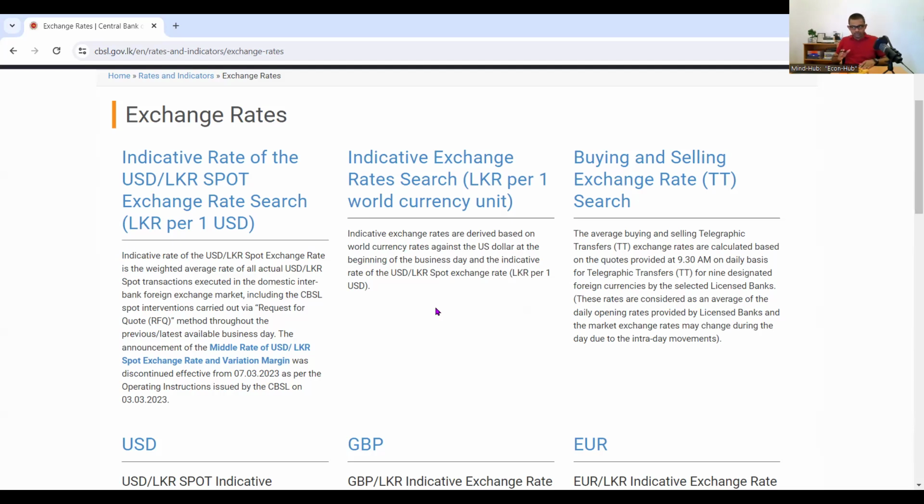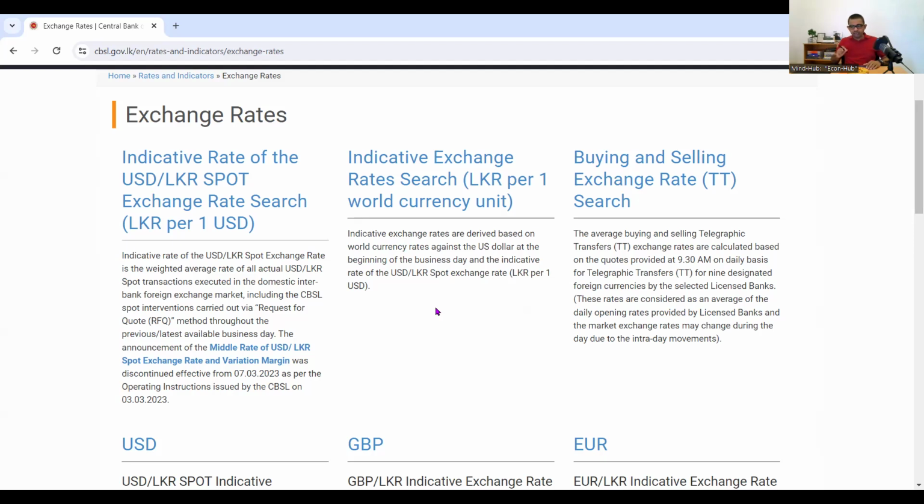Are we clear? From time to time, the central bank, according to the economic situation, will have to come up with different ways to stabilize and manage the exchange rate. So this indicative rate was introduced because there was a period in 2022-23 where the central bank basically let go of the rupee. There was a free floating exchange rate and the central bank completely lost the ability to stabilize. That is where the rupee sharply depreciated and went around 380, 390, and in some cases in the black markets, around 400 rupees per dollar.